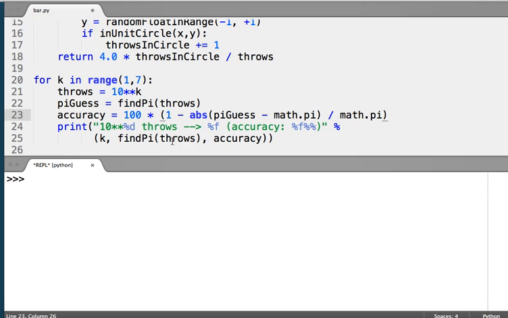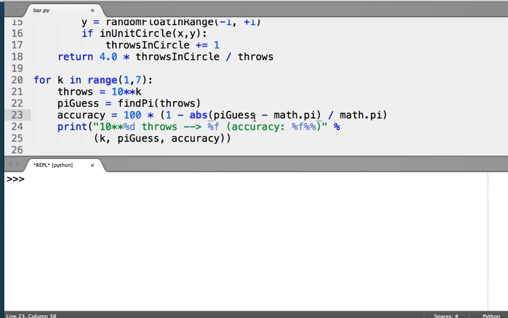So the result is just find pi. Oh, by the way, this should probably read pi guess. It's a little cleaner rather than calling it again. The accuracy is what? Well, what you do is you take the difference between our guess and actual pi, and then divide that by pi to see how close you are. Subtract 1 to turn it into, if you were exact, this would turn out to 100%.